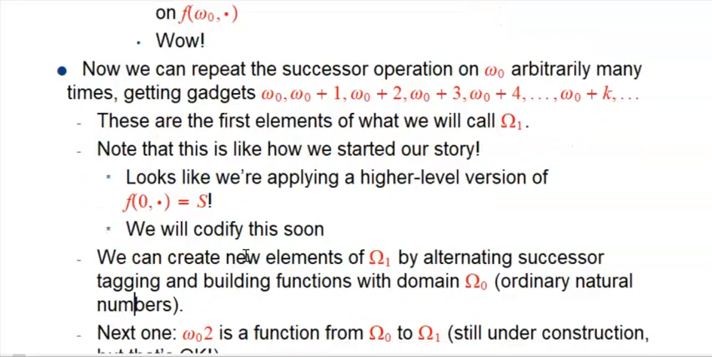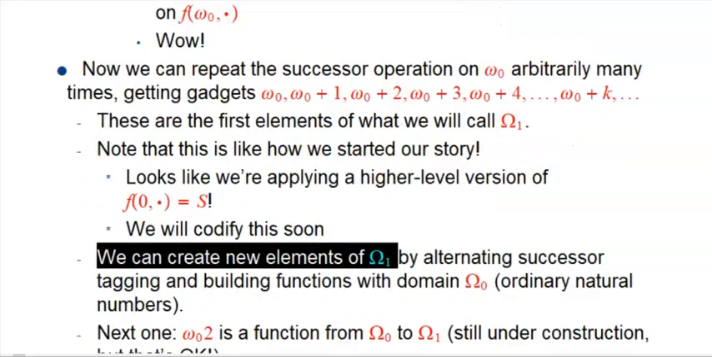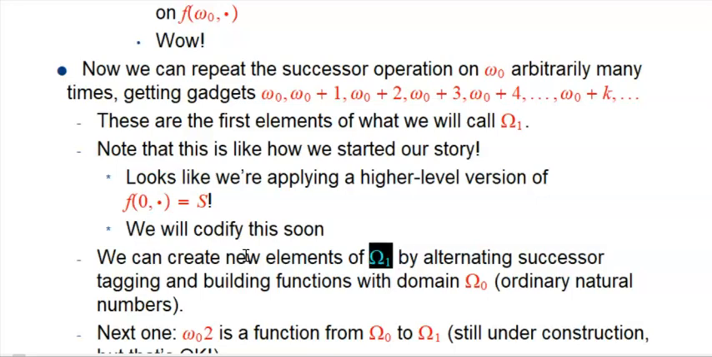But just a little more about omega 1. We can create new elements of omega 1, this new world, by just alternating successor tagging and building domains. For now, they're always going to have domain ordinary natural numbers, so they're going to be sequences, right? And eventually we'll have domains that are omega 1 and then domains that are omega 2. We're not there yet.